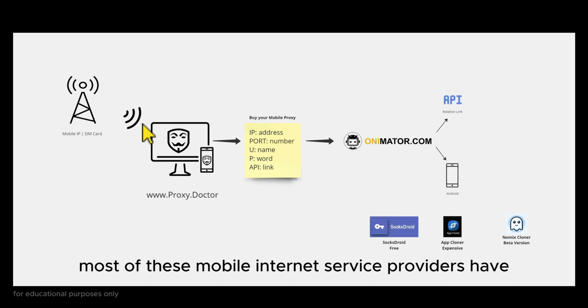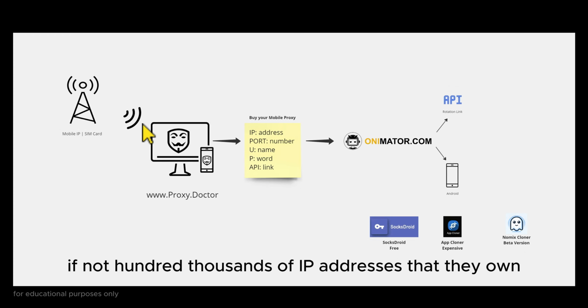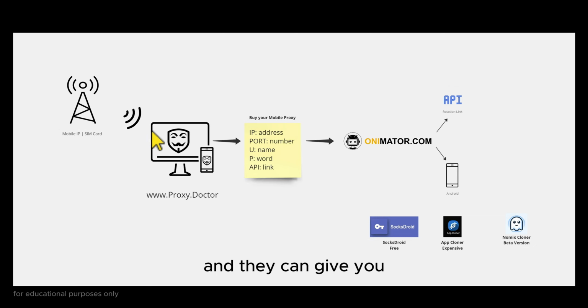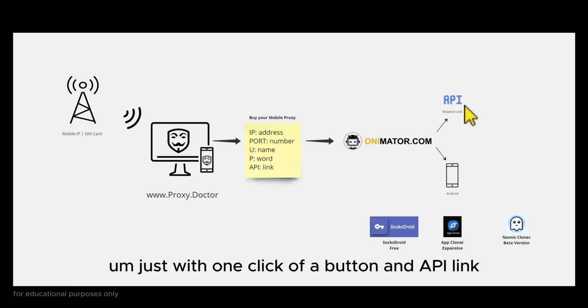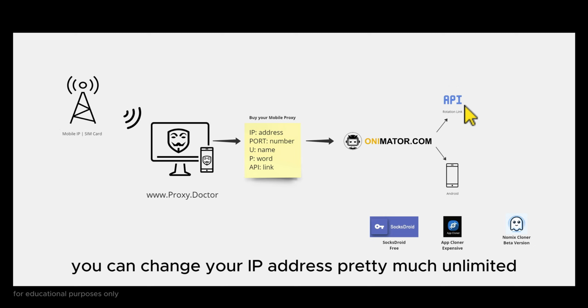Now, most of these mobile internet service providers have thousands, if not hundreds of thousands, of IP addresses that they own, and they can assign these IP addresses to you. So the API link will let us rotate, basically turn on and off, the connection to the cell tower, and it will give you a new IP. This is pretty amazing because if you think about it, just with one click of a button and an API link, you can change your IP address.